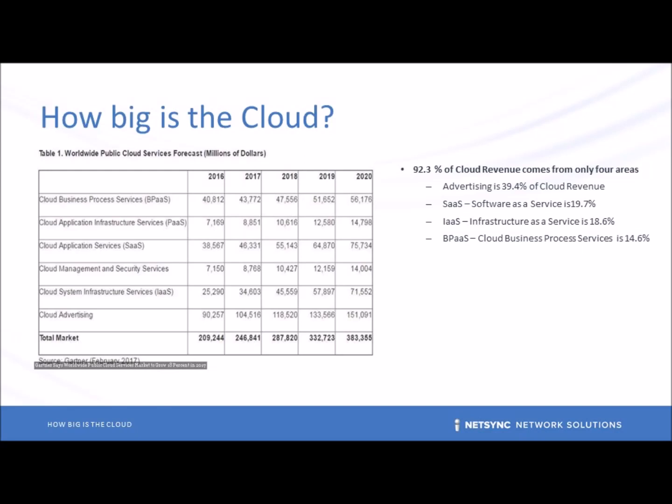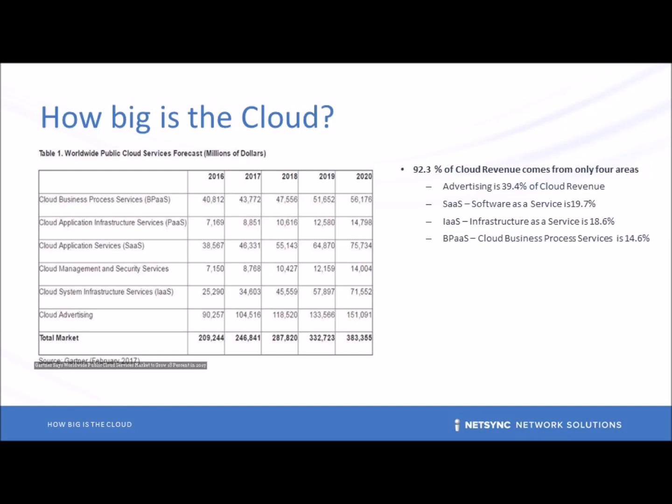All right, so software as a service is the next category, and you can see it's a huge job. Software as a service is things like Office 365, the Oracle Cloud, who's offering Oracle as a service, that sort of thing.